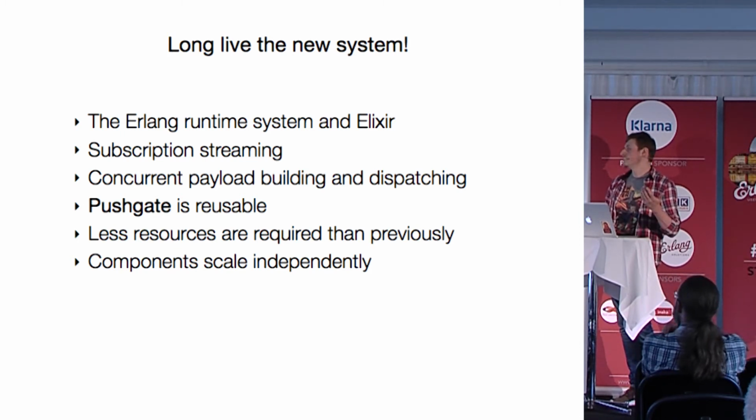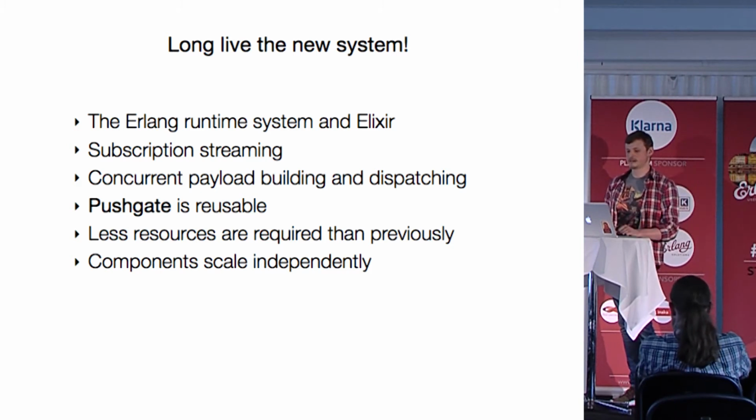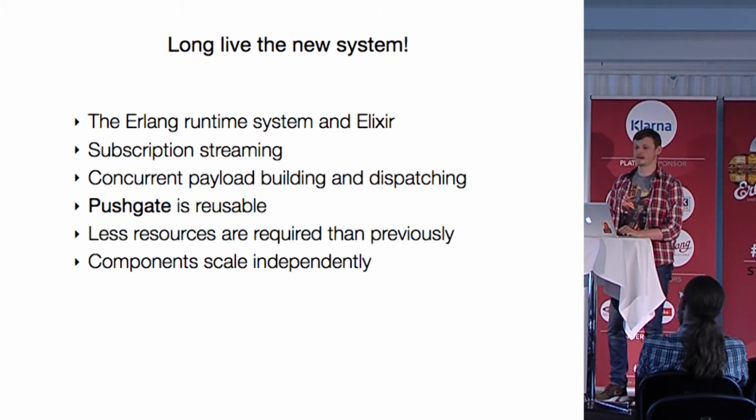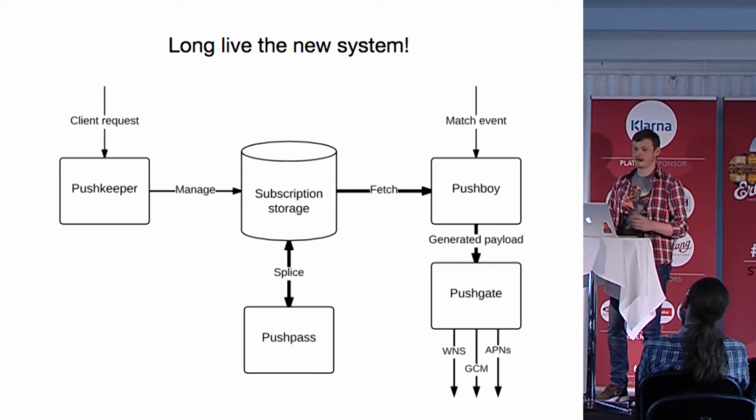And using Elixir or Erlang, we can do this in parallel or concurrently. If we do this, building payload, something will dispatch this, everything can go in parallel. And push gates start to be reusable. As you see, this push gate is completely payload agnostic. It says, these tokens should receive this binary message and deliver. And this is all that it does. And we can reuse this in any other application.